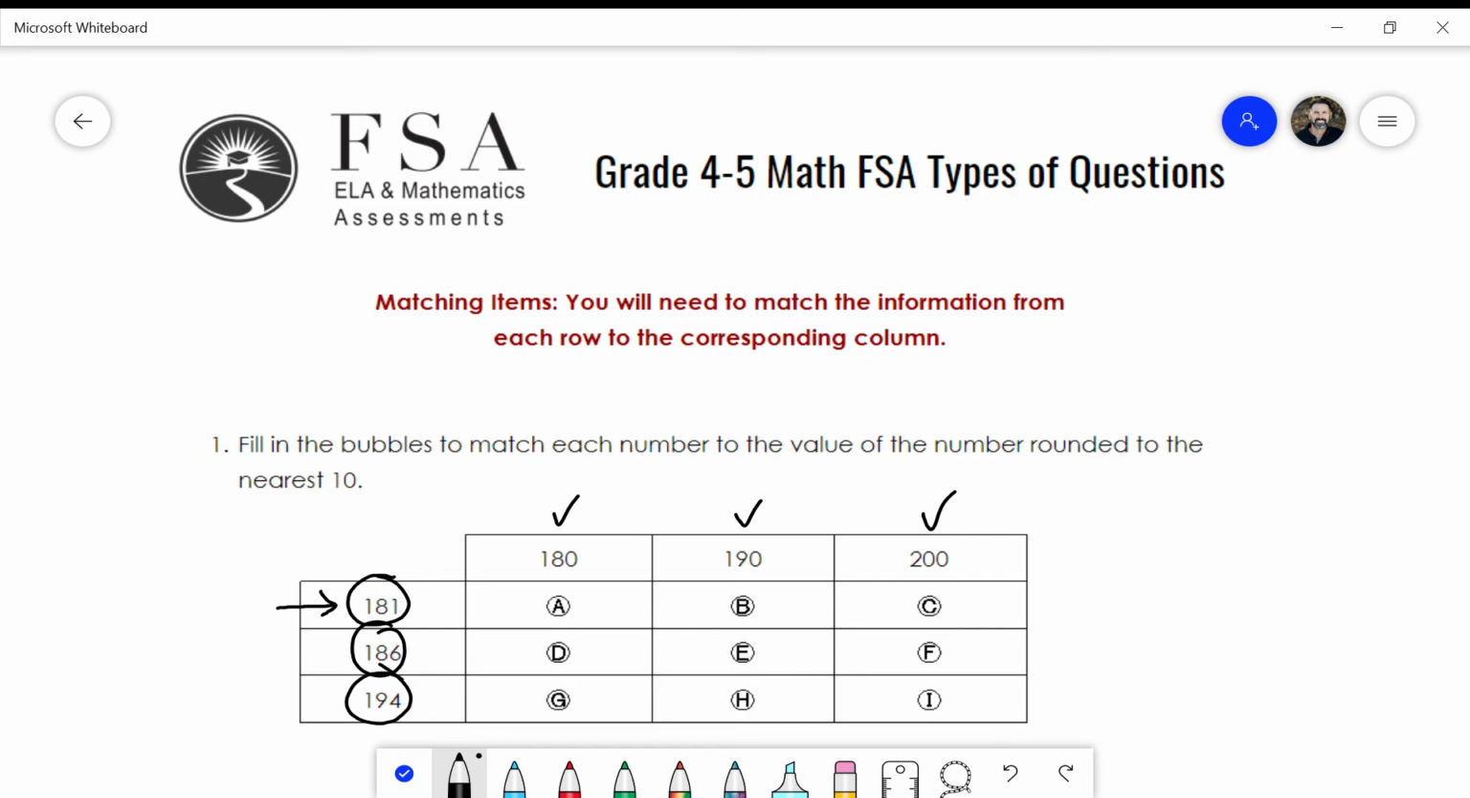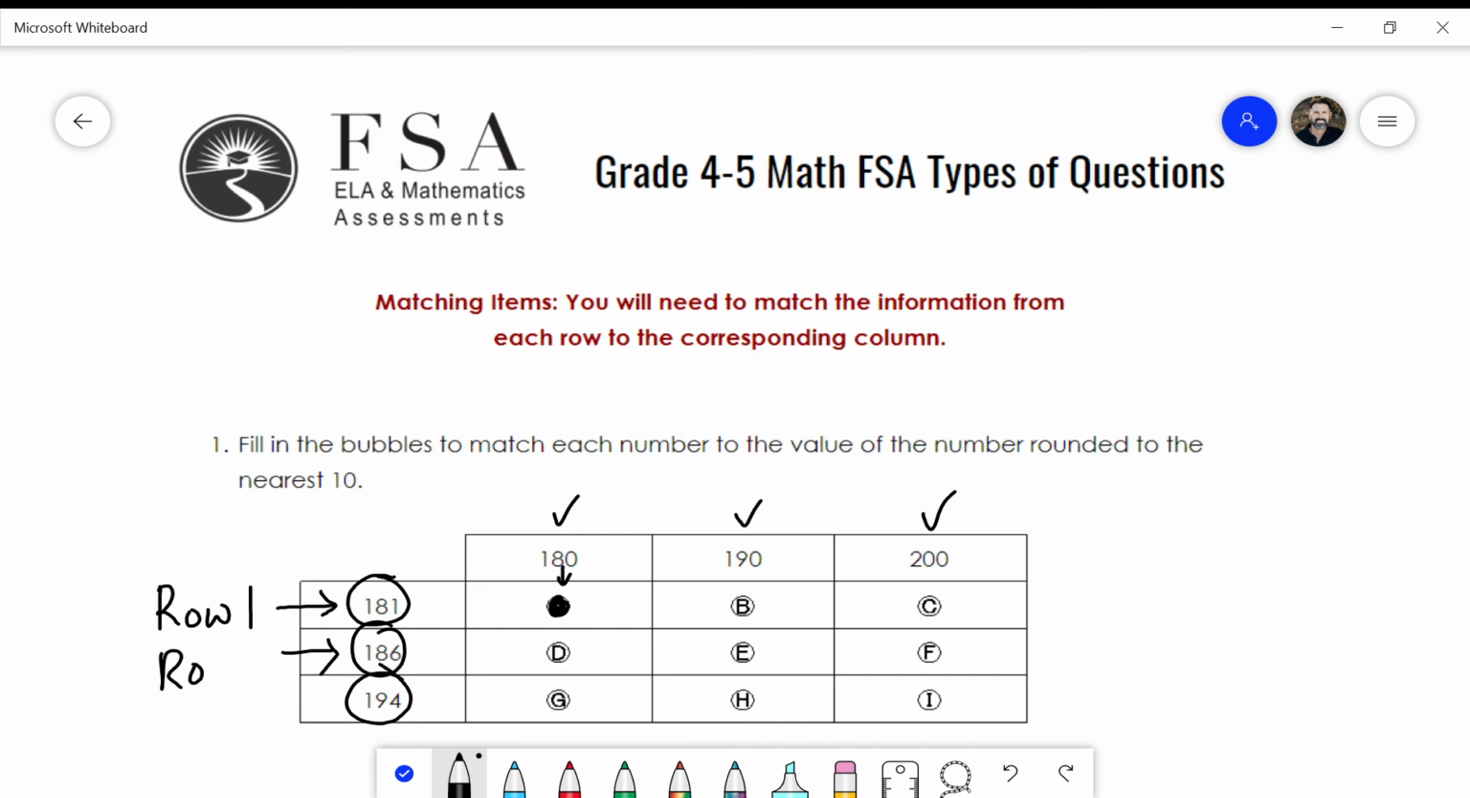So we're looking at the first row. Let's call this row 1. We're looking at the number 181. Does it round to 180, 190, or 200? 181 rounds to 180. So for that row, I only bubble in bubble A, which is 180. It's right underneath it. You see that right there? I leave B and C alone because 181 doesn't round to those numbers if we're rounding to the nearest 10.